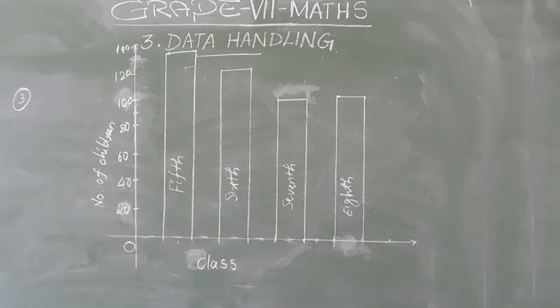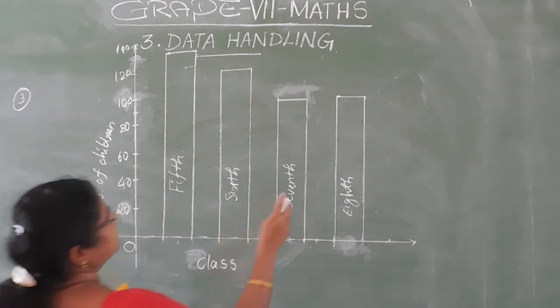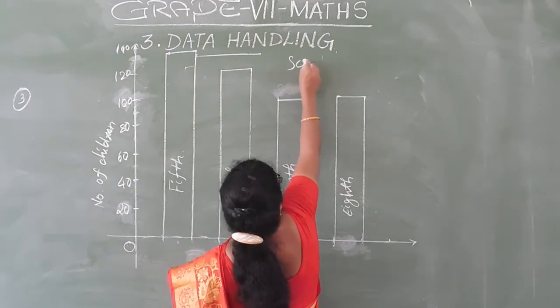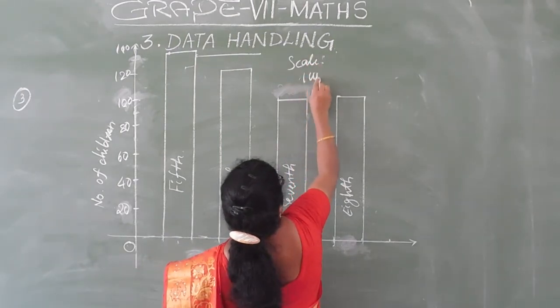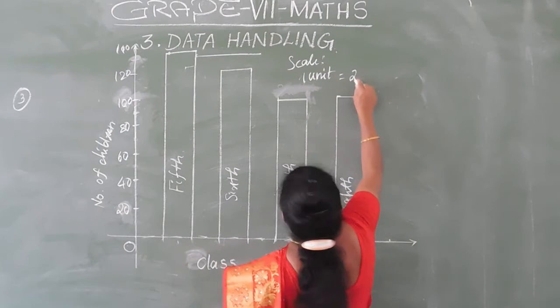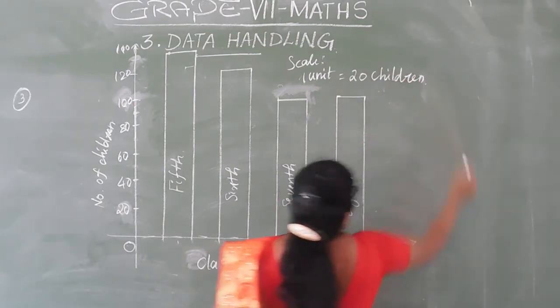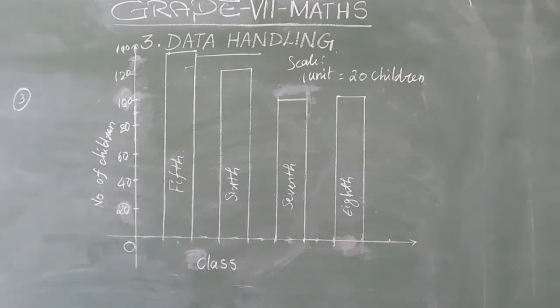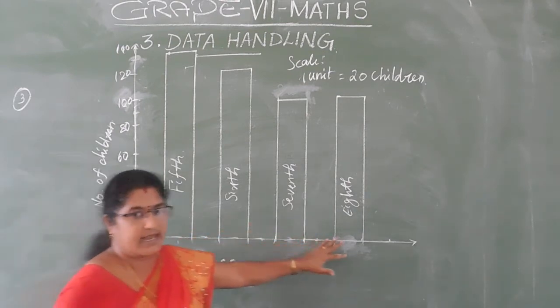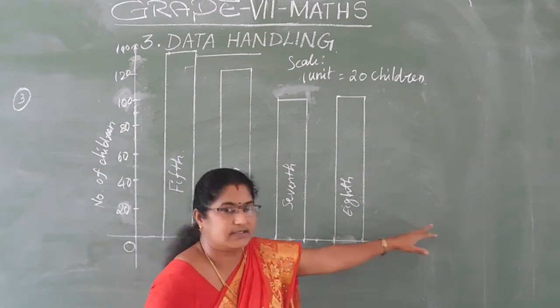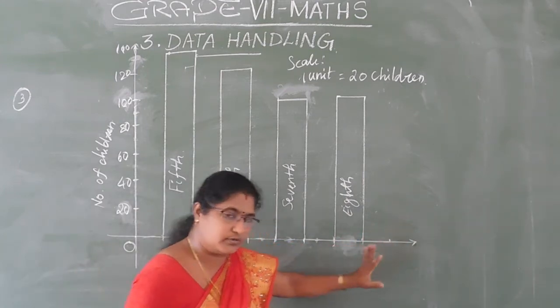Then 9th and 10th are there, so you have to draw the bars continuously and then write the scale: 1 unit equal to 20 children. That you should write. Clear how to draw? You already know this, you did it in 6th standard. Likewise we have to draw up to 8 here, then 9 and 10 will continue.